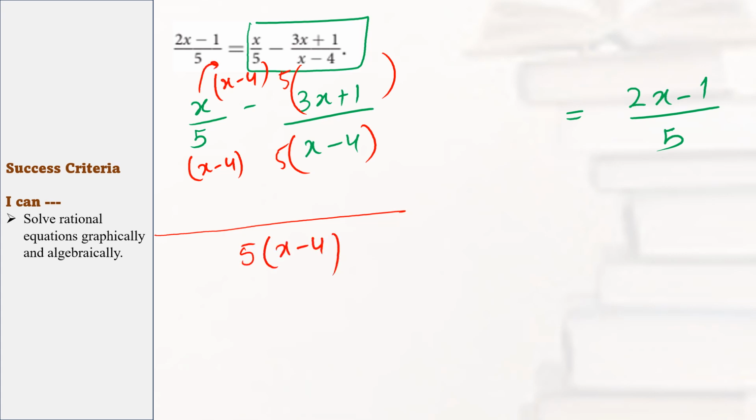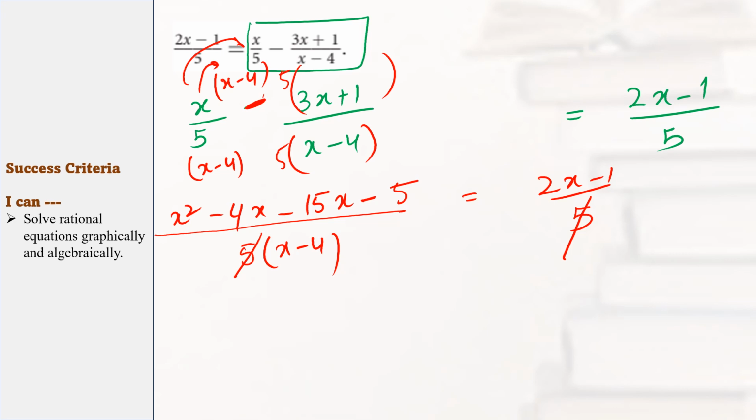Open the bracket. X times x, x square. X times negative 4 is negative 4x. 5 times 3 is negative 15x. Now remember, there is a negative. So negative 5 times 1 is negative 5. Equals to (2x - 1) over 5. Now can you see this 5 and this 5 cancel out. So x square minus 15x minus 4x, that is minus 19x, minus 5 over x minus 4 equal to 2x minus 1.